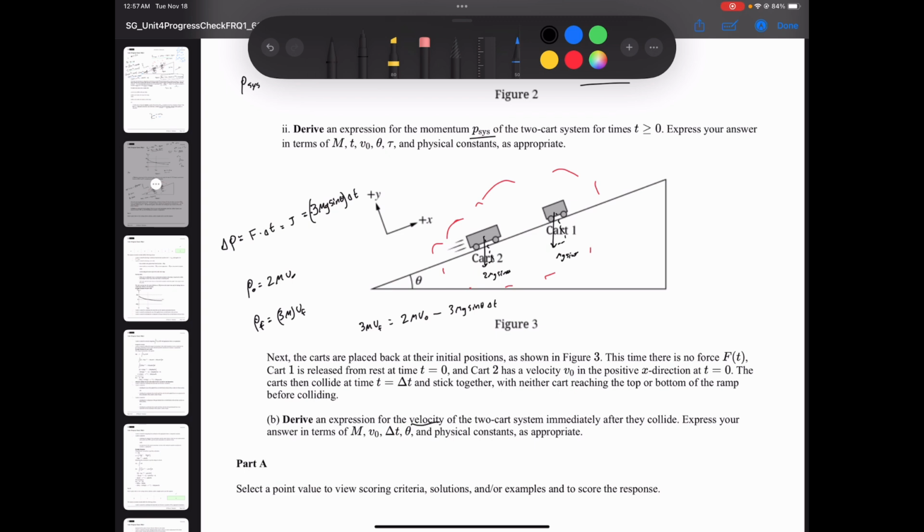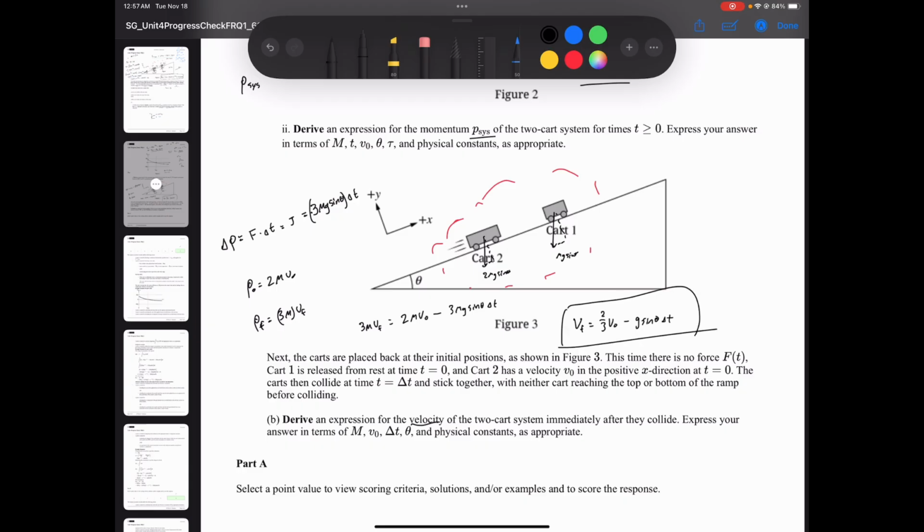And then basically we're going to divide everything by 3m. So the velocity after the collision is going to equal 2 over 3 v naught minus g sine theta times delta t.